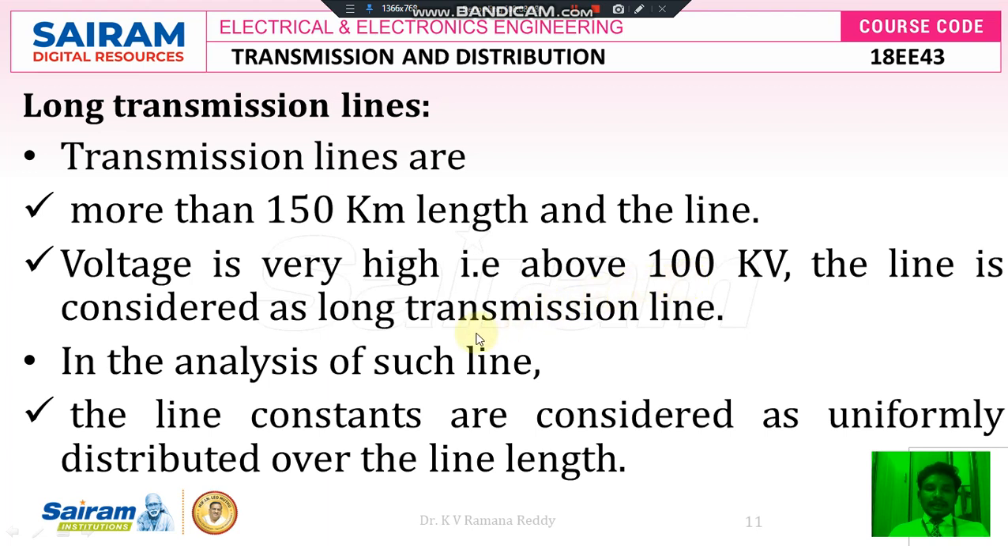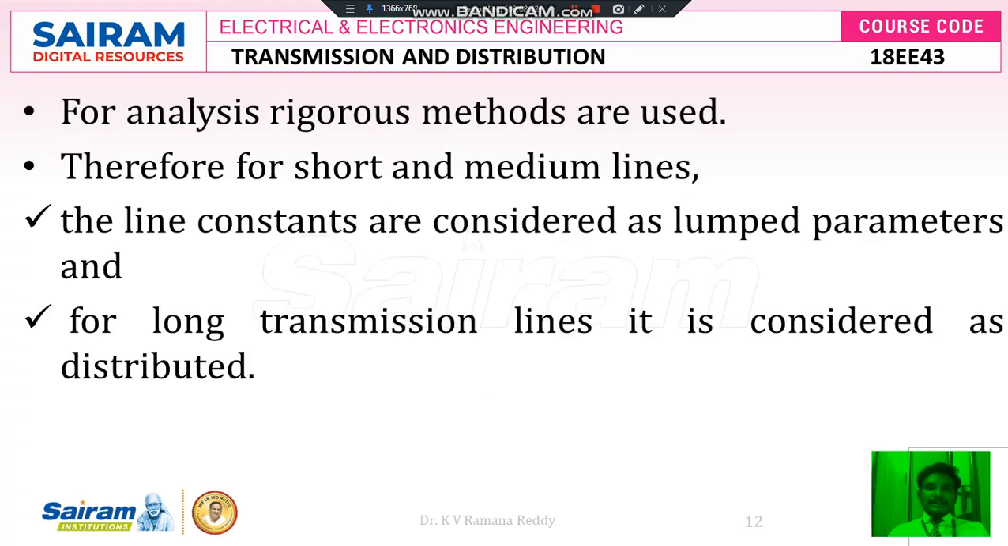Hence, in the analysis of this kind of transmission line, the transmission line constants are generally A, B, C, D, where A and D are voltage and current gains, and B and C are line impedance and line admittance per unit length of the conductor. So while we are calculating the line constants A, B, C, D for a uniformly distributed transmission line, uniformly distributed means here resistance, inductance, capacitance are distributed uniformly throughout the given length of the transmission line.